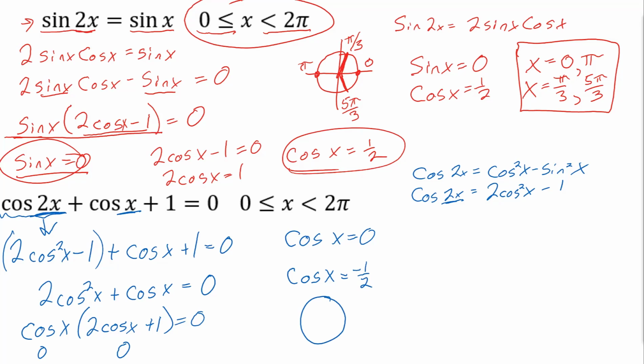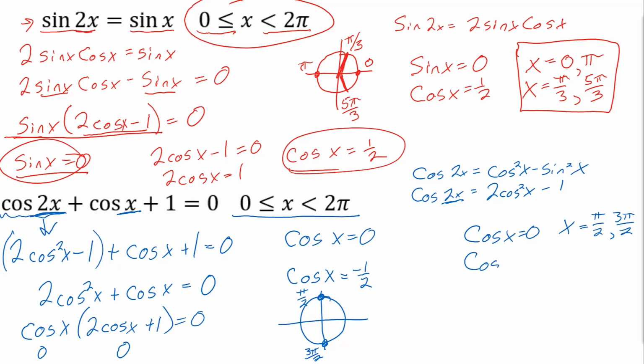So looking at our unit circle, cosine is our x value on the unit circle. So 0 would happen at plus or minus pi over 2, or since we're between 0 and 2 pi, we'd say it's at pi over 2 and 3 pi over 2. So cosine x equals 0 at x equals pi over 2 or 3 pi over 2.